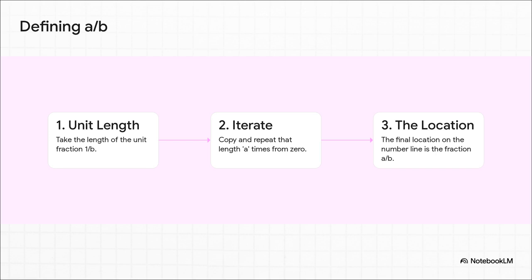So for example, let's say our unit fraction is 1/6. How do we find 5/6? It's simple. We just take that 1/6 length and we copy it or repeat it 5 times, starting from 0. And that exact point where we land, that is the number 5/6. It's a simple, precise, and totally unambiguous location on the line.